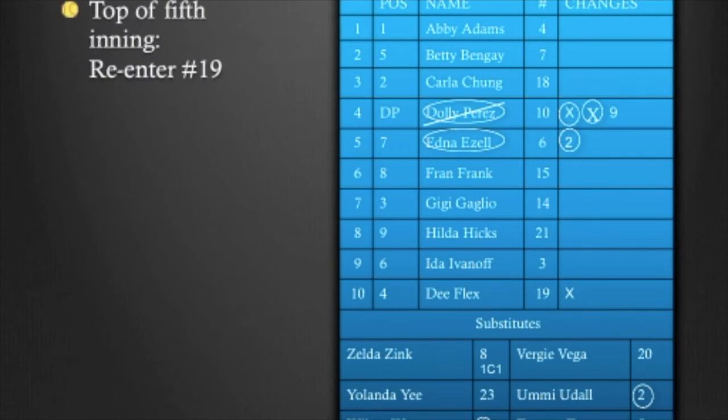Top of the 5th inning. Re-enter 19. You gonna allow this? Yeah. Everyone cool with this? She's re-entering. So where does she have to go if she re-enters? She becomes the flex. No, the fact that I've got an X out here tells me that the DP is substituting, right? But I'm not going to X her out. I'll get to that in a second.